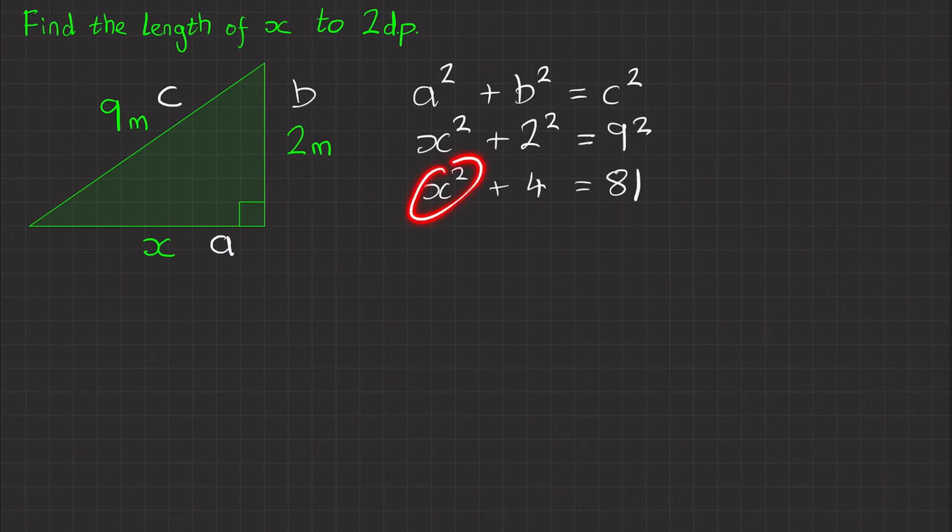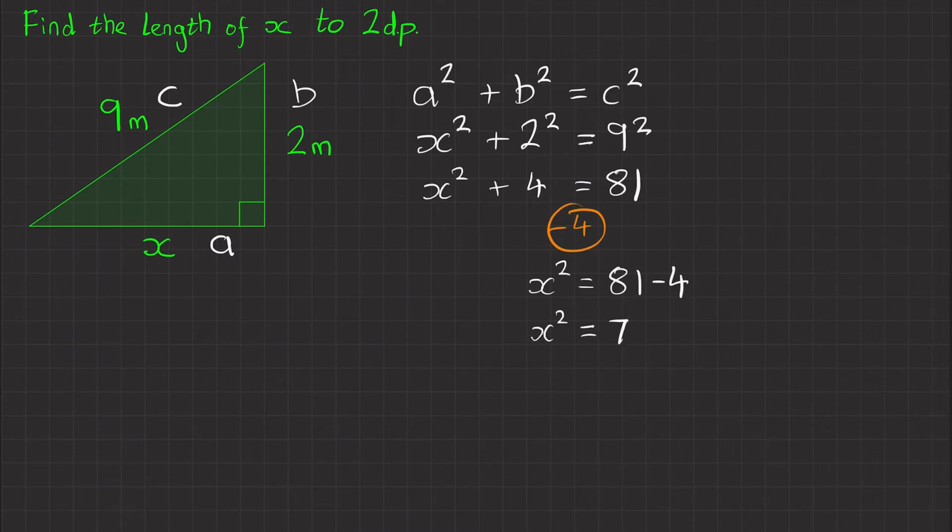Now we want to get the x term on a side on its own. However, we've got this plus 4 here. So in order to get rid of it, we need to take away 4 from both sides. So that will leave us with x squared equals 81, take away 4. Next we can work out the value on the right hand side, so x squared equals 77.